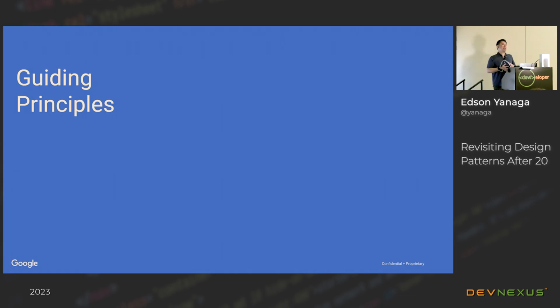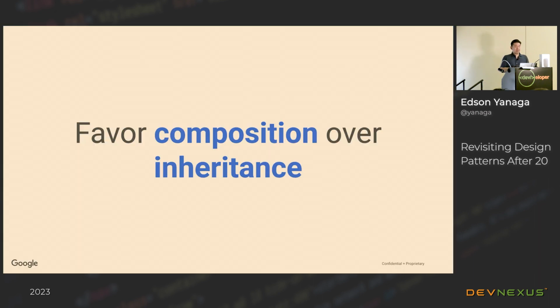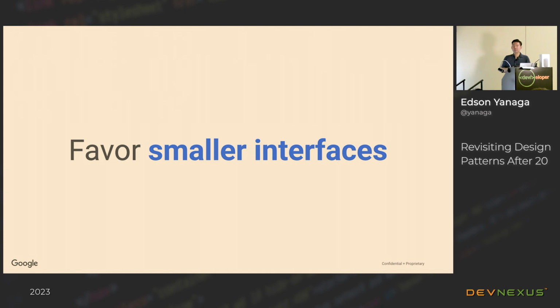And some guiding principles that we have when we're trying to apply these new, modern or revisited versions of design patterns in 2023, or after Java 20, are, first, favor composition over inheritance. This is a guiding principle that we've been using for at least 20 years, and we're going to keep using it. This one I took from the original design patterns book. Favor composition over inheritance. Another one, favor smaller interfaces. You might have heard it as the interface segregation principle, which is from a book you might have heard about.